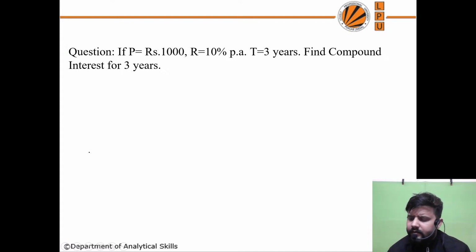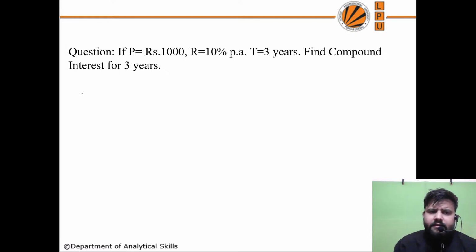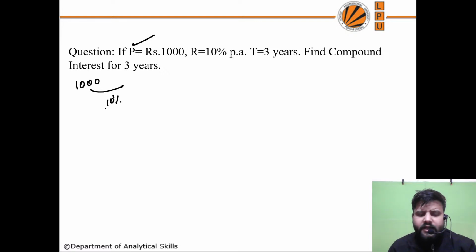Okay. One of you says 331 is the answer. Okay, let's do it one by one. What you know is that in simple interest, you start with 1000 because it's the principal. So first of all, 10% will be charged over it. So what is 10% of it? 10% of it is 100. So after 100, your principal becomes how much? It becomes 1100 after the first year.